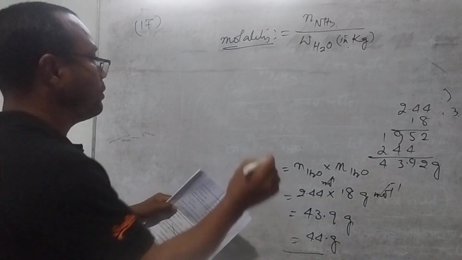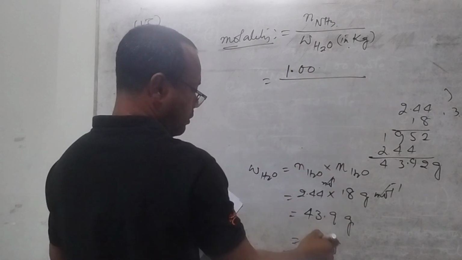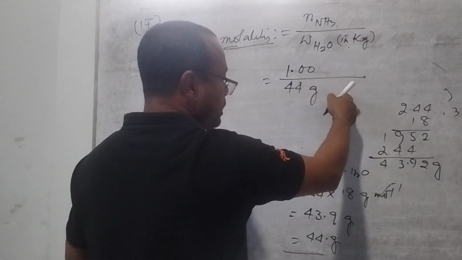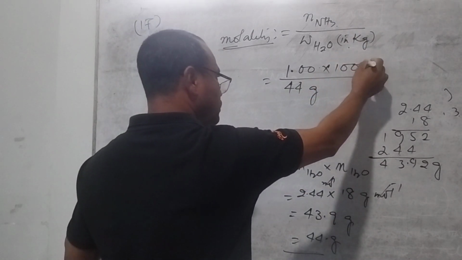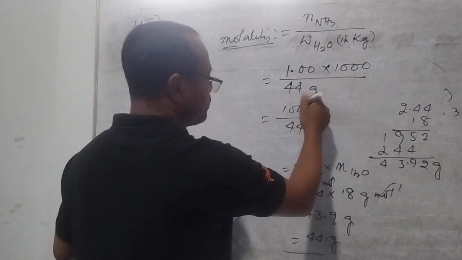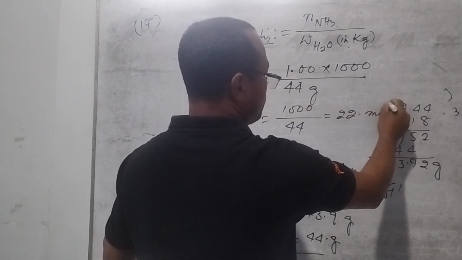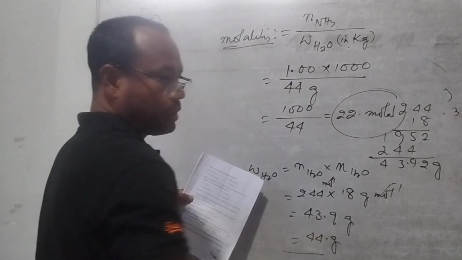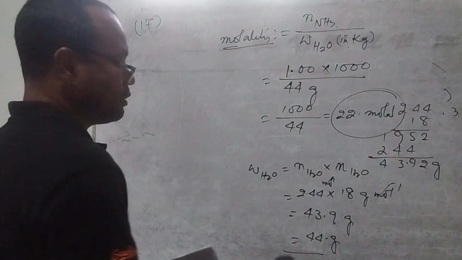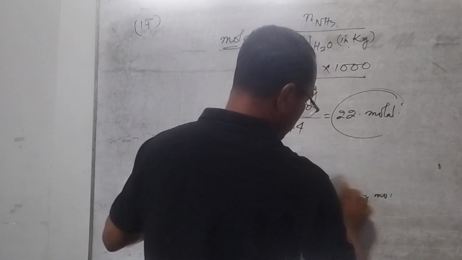So here molarity is equal to the number of moles, 1.00, divided by 44 grams. So we are going to calculate in 1 kg, so we multiply here 1000. That means 1000 divided by 44. So how much should be here? I think 22 point something, right? That is the molar. This should be the answer, right? Okay. So I think this question is not much difficulty. I think all of you can understand how to calculate this question, right?